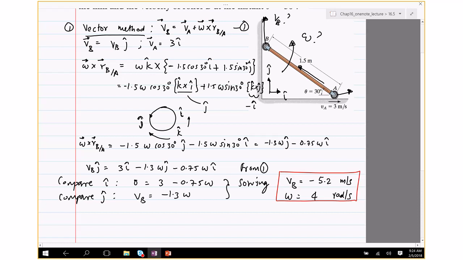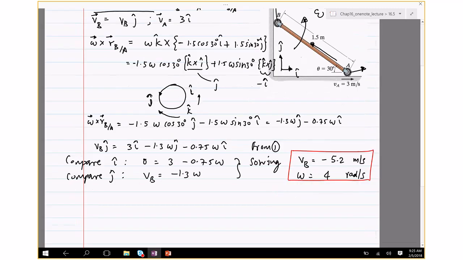Okay, as I told you, the velocity of B, we assumed it to be upwards, but that's not true. It's downwards. We know that from intuition, and the sign came out to be negative, which means that our intuition is right. B should move downwards. And the assumed direction for omega was right. It was counterclockwise. So that's one way of doing this. The second method is the scalar method.